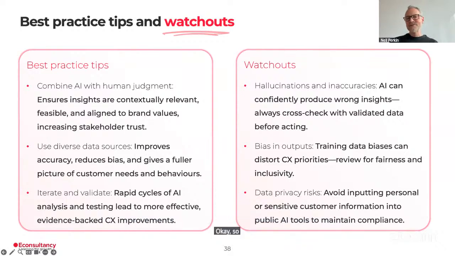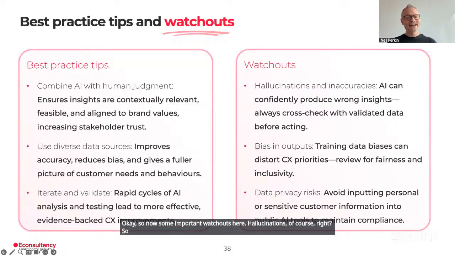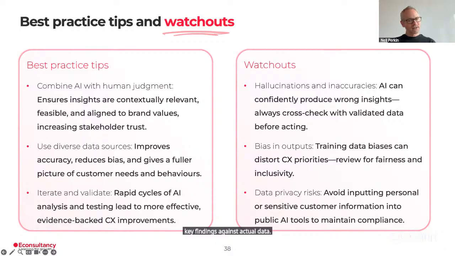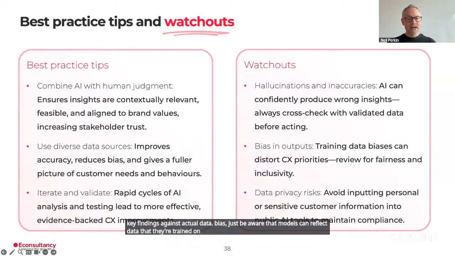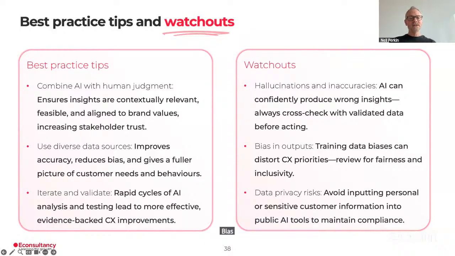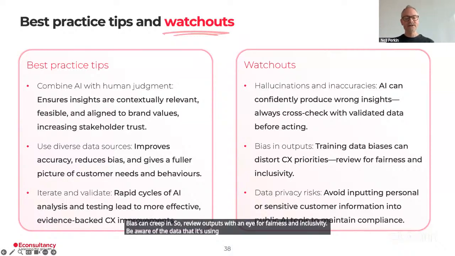Okay, so now some important watch outs here. Hallucinations, of course. AI can still confidently generate incorrect outputs. It looks great because the AI is very confidently saying it. So always validate key findings against actual data. Bias: just be aware that models can reflect the data they're trained on, and so bias can creep in. Review outputs with an eye for fairness and inclusivity. Be aware of the data it's using for its answers.